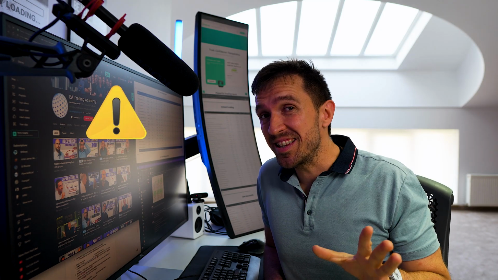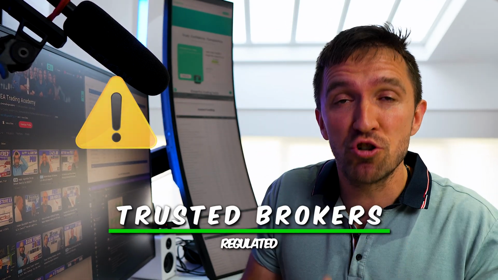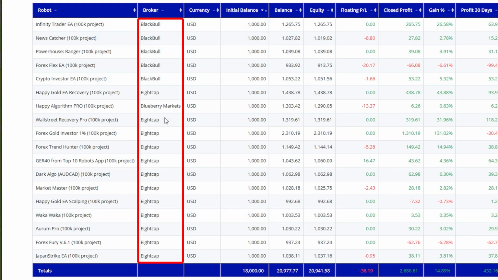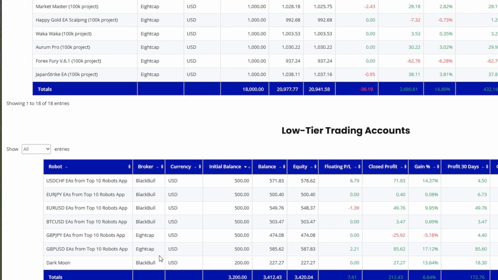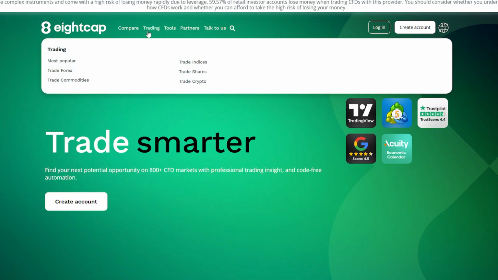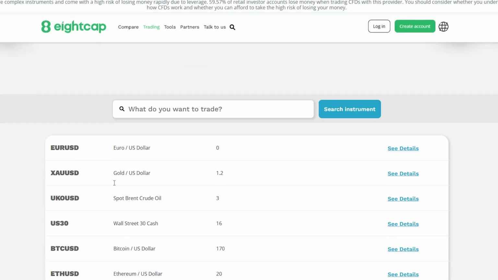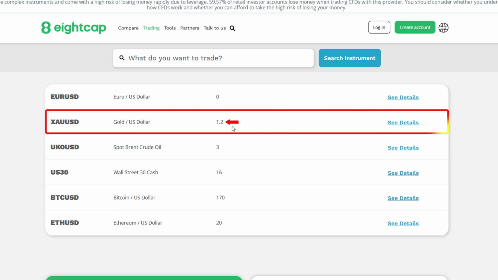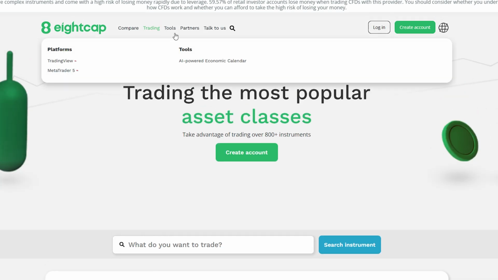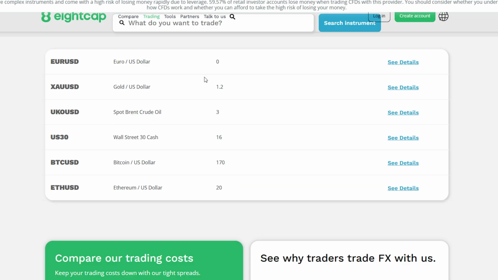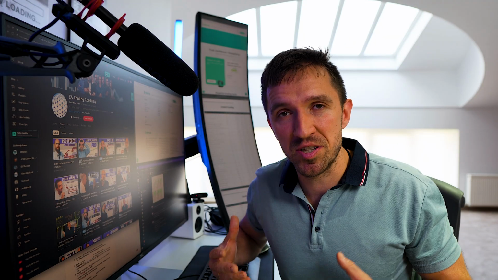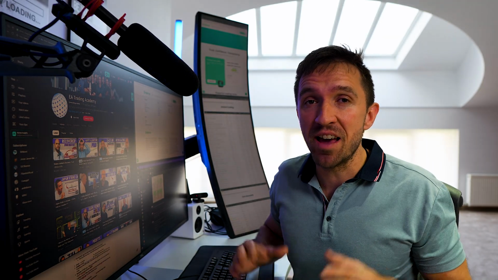But before you invest in live accounts, make sure you select a trusted and regulated broker. And so far, we've been using Black Bull and Eightcap a lot. But especially with Eightcap, you can notice that we have plenty of live accounts. And this is because they have very good trading conditions. If I show you the most popular, you will see that for the euro dollar, the spread starts from 0, and with the gold starts from 1.2. They offer TradingView and MetaTrader 5, and they are a fully regulated broker, which is the most important when you deposit your own money with a CFD trading broker.